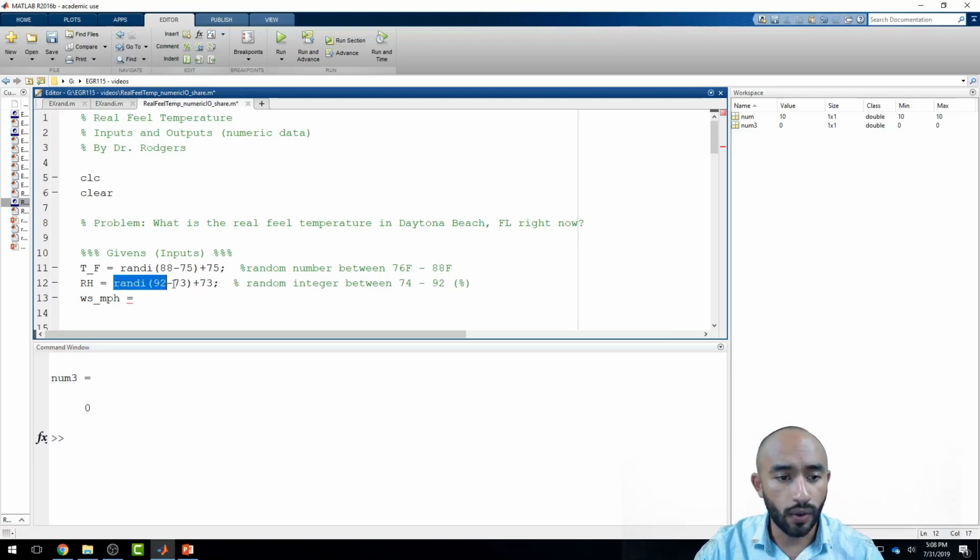Let's see. The lowest possible value here is 1. 1 plus 73 is 74, meeting the criteria on the lower end. The highest possible combination in here is going to be 19. 19 plus 73 is 92, meeting the criteria on the upper end. Last but not least, the wind speed.